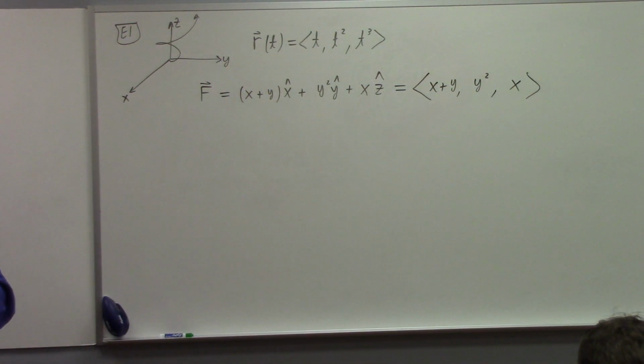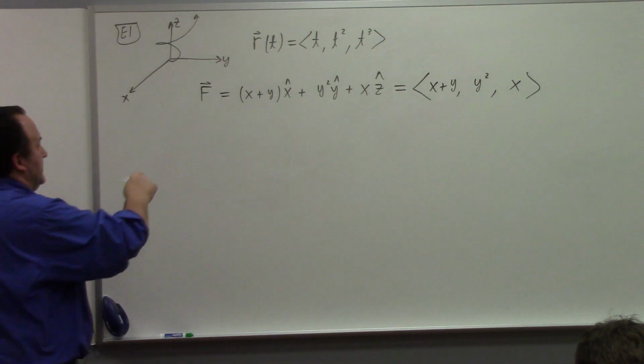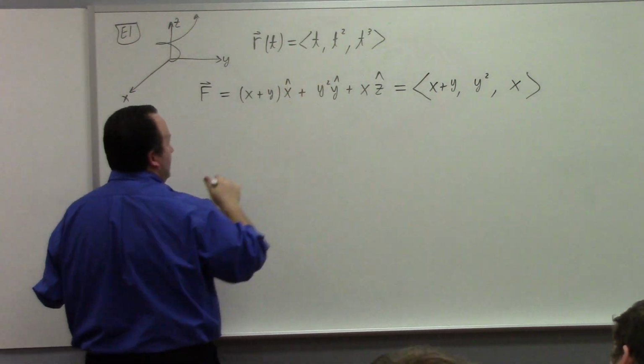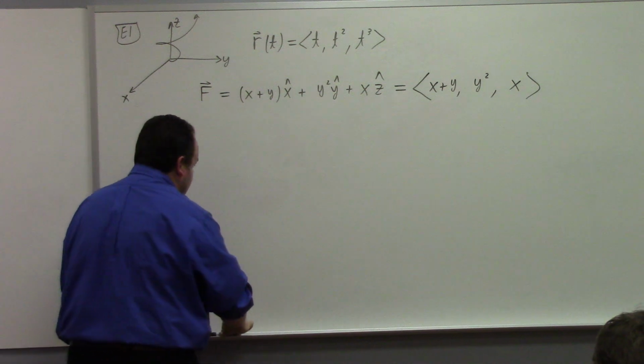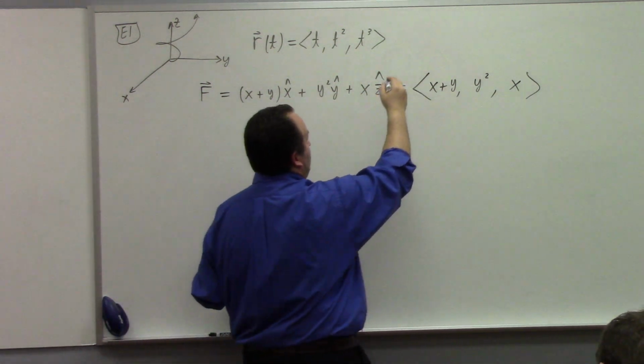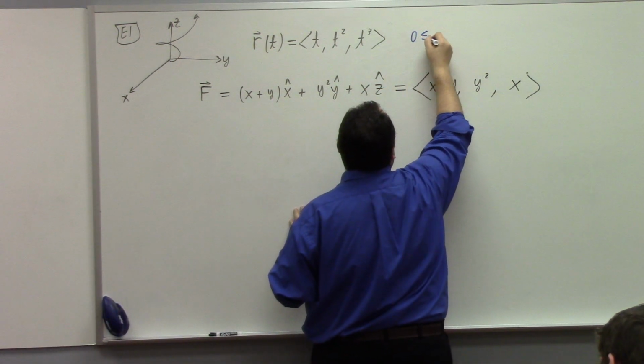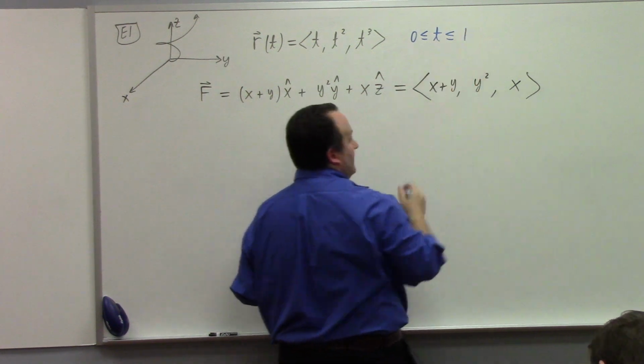So this is a kind of weird force, right? It's different in different places. It's a genuinely interesting force field. All right. What's the work done by this force field on a particle that traverses this twisted cubic? And to keep the math easy, let's make this go from 0 less than or equal to t less than or equal to 1.